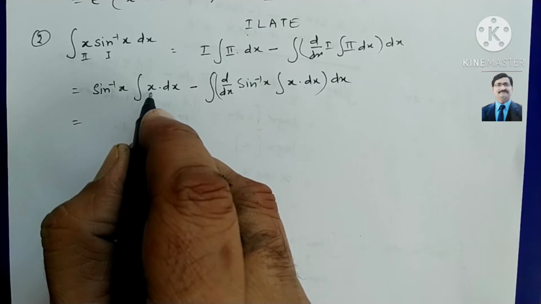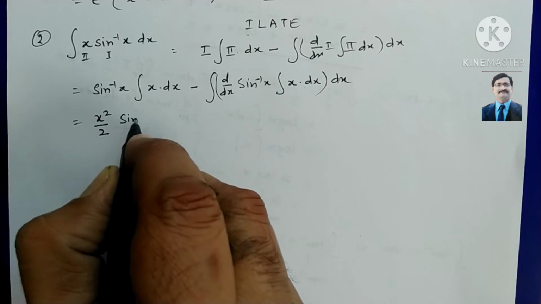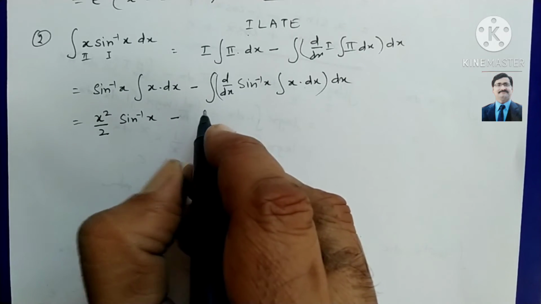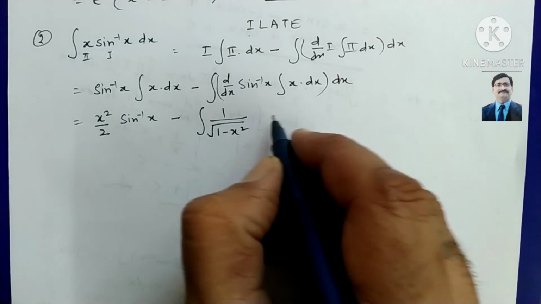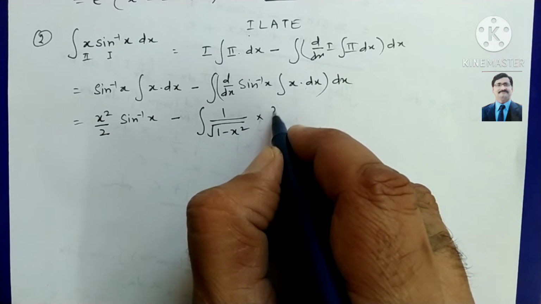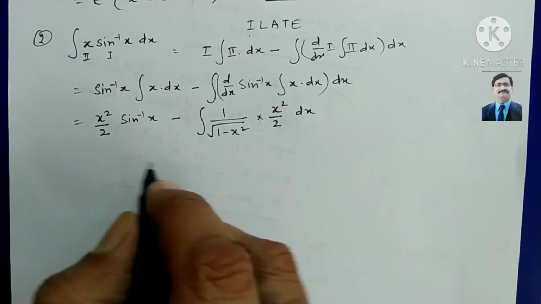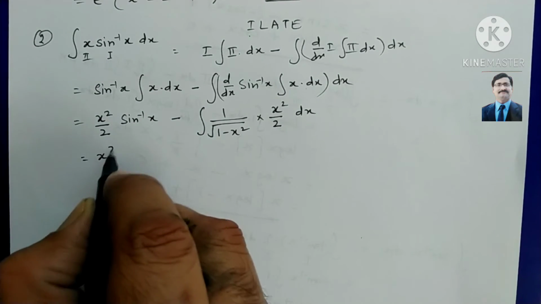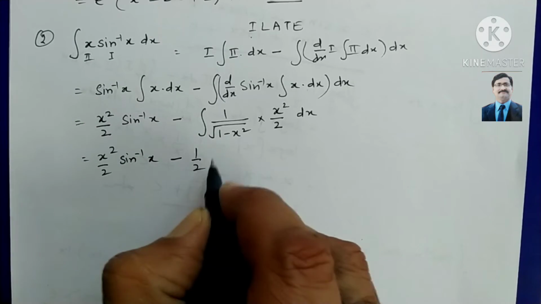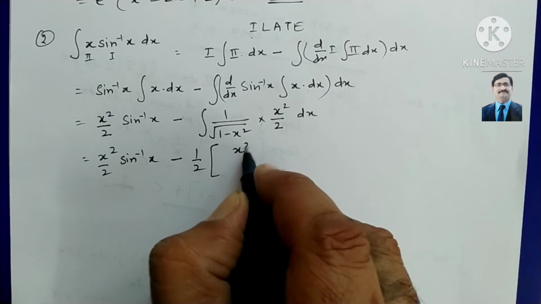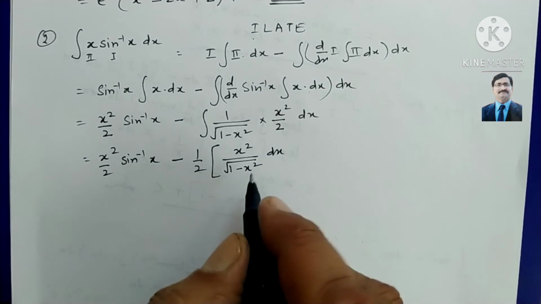Now this integral of x is x square upon 2. Okay, and sin inverse x is as it is, minus the differential of sin inverse x is 1 upon root 1 minus x square, and here x integral is x square upon 2 and dx. Okay, now 1 upon 2 we can take outside, so x square upon 2 sin inverse x minus 1 upon 2 we take outside, here is x square upon root 1 minus x square and dx.